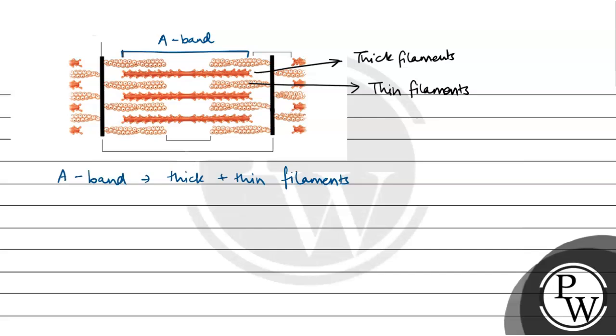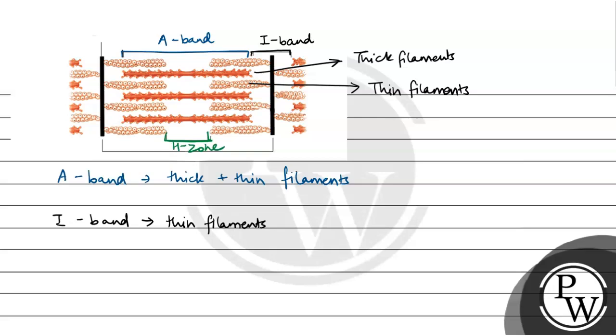Next is the I band, which is also known as the isotropic band. A band is the anisotropic band, I band is the isotropic band. And isotropic band में सिर्फ thin filaments present होते हैं या सिर्फ actin से बना होता है. Further, this region where only myosin is present or only thick filaments is present is called the H zone.